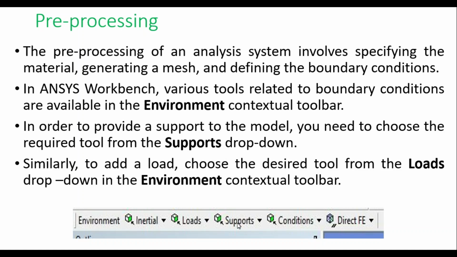From here you can select any type of support that is required for your simulation, like fixed support or displacement or cylindrical support or any type. Similarly, to add a load, choose the desired tool from the loads drop down in the environment contextual toolbar. So this is your environment contextual toolbar, and there are different toolbars available, that is inertia, load, support, conditions and direct FE. From this you can choose whatever supports or loads you require for your simulation.